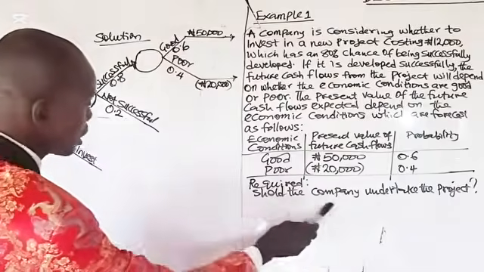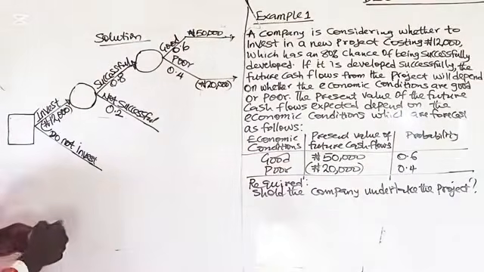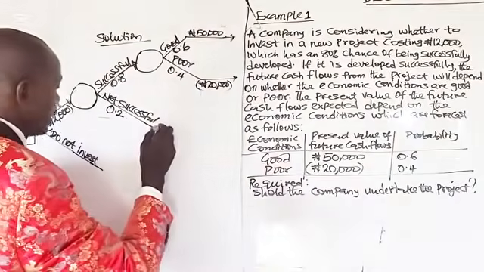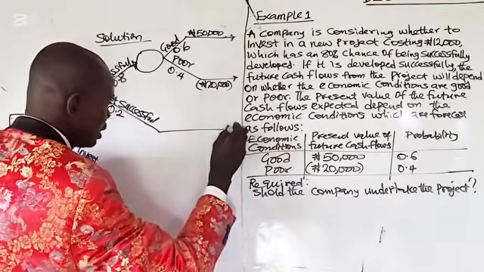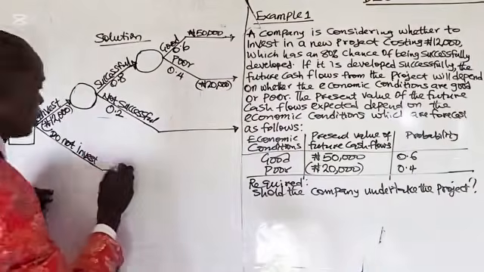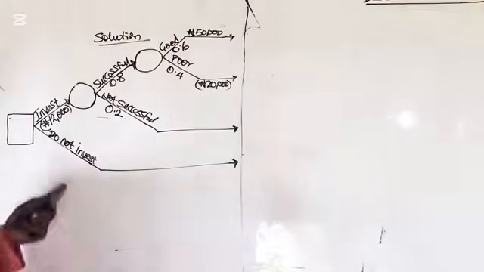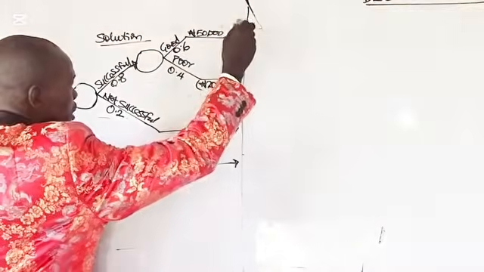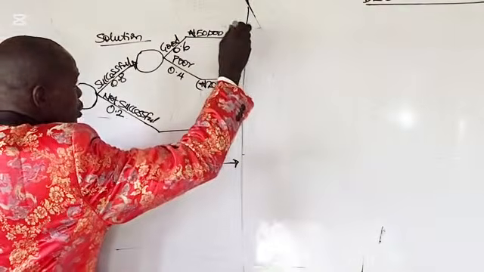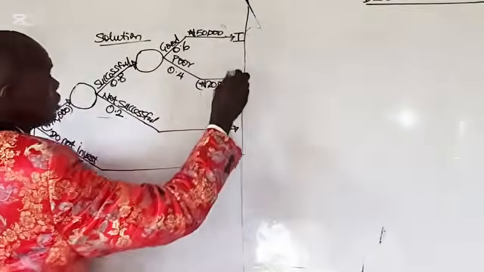Required. Should the company undertake the project? Should they undertake the project? So that is the question. So we've drawn the decision tree now. After drawing the decision tree, the next step is to label the decision tree. So step 1 is to draw and label the decision tree.